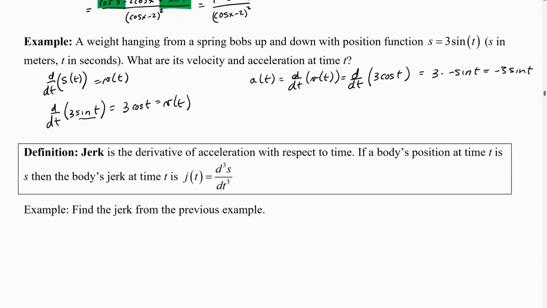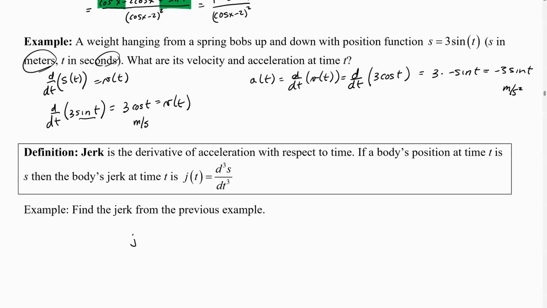All right, just a quick note, we're given units, meters and seconds, so velocity is in meters per second, and acceleration in meters per second squared. By the way, the derivative with respect to time of position is velocity. The derivative of velocity with respect to time is acceleration. There's a third one, the derivative of acceleration with respect to time, or the third derivative of position with respect to time, is something called jerk.